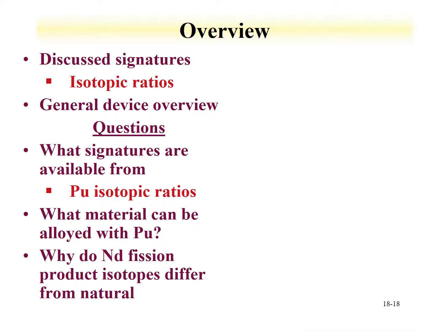What material can be alloyed with plutonium? Well, if one goes back to the plutonium lecture, you'd see that there's a host of material that can be alloyed with plutonium. But for forensics applications, it would be gallium that's used for an alloy of plutonium.